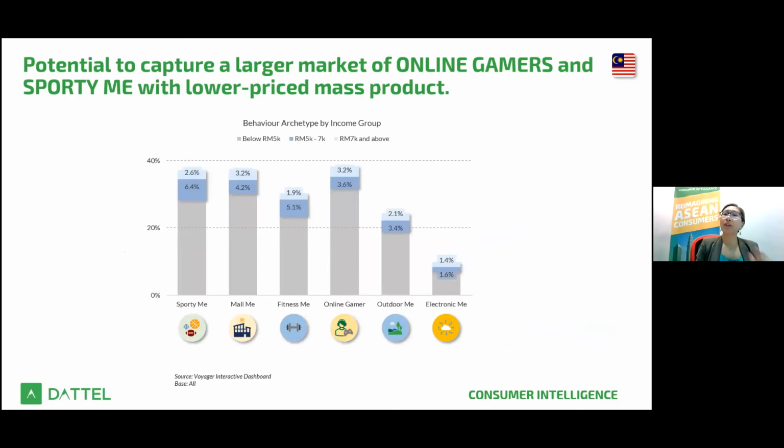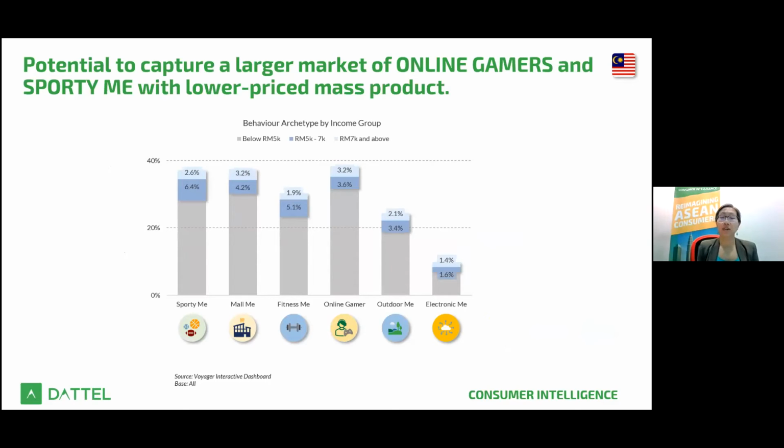The other thing we did was flip this. Instead of looking at it from the income group first, we looked at it from the behavior archetype and then looked at the distribution of income group. This is simply another way of looking at behavior archetypes to understand the proportion of the potential market within each of those archetypes.